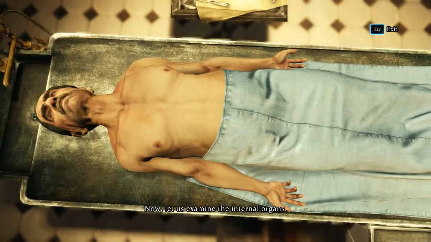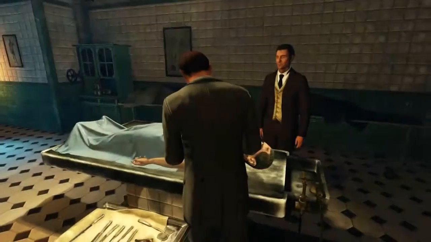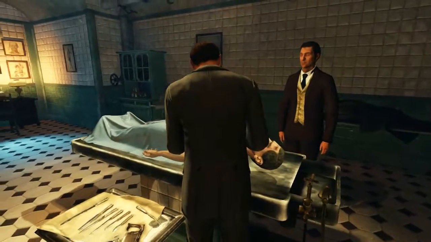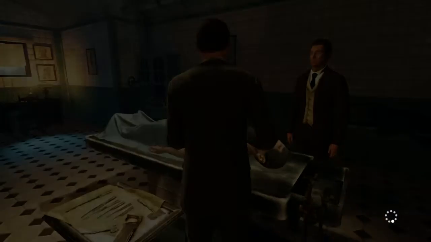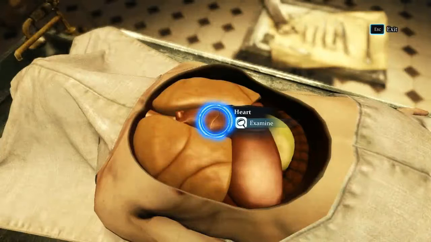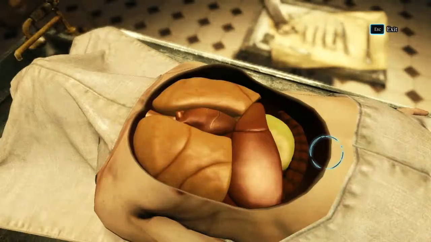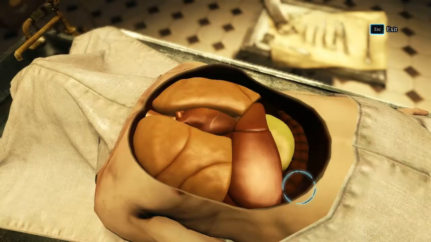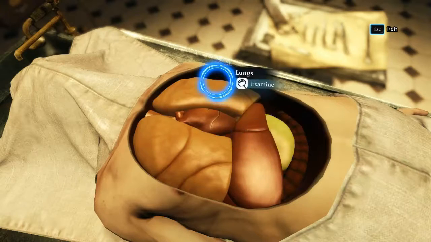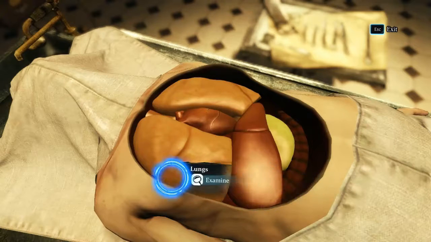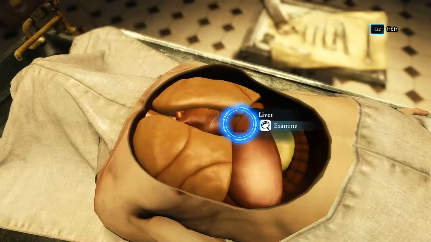Now, let us examine the internal organs. Yes! Chop chop! That was fast. Also, there's no blood? What? It's like plastic pieces. What is this? Alright, well. I guess this is not a... Didn't want to gross you out. What happened to... Where's his ribs? There's no ribs. Where's bones?